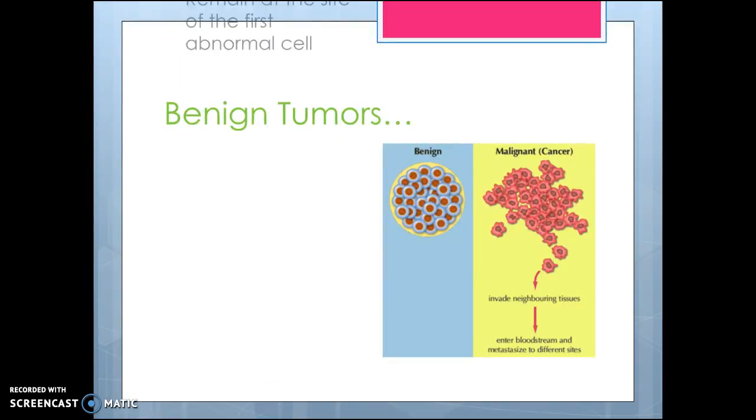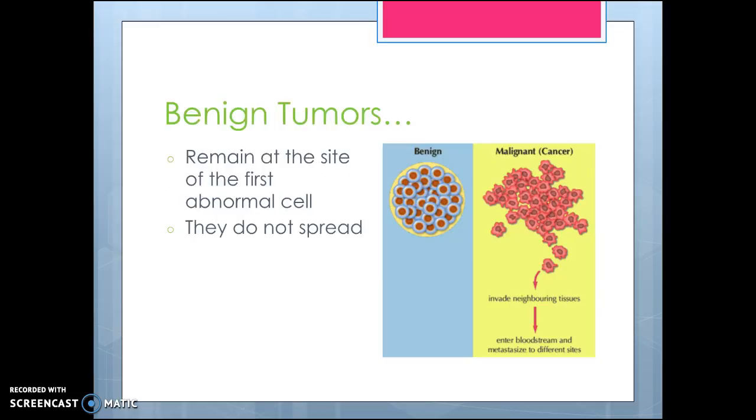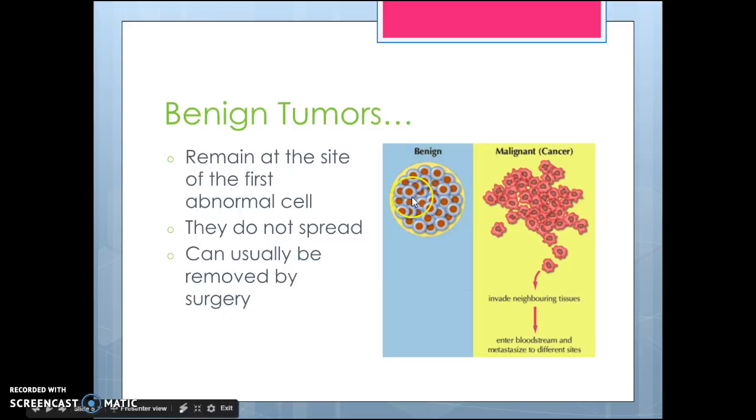Now, benign tumors are basically, you don't want to call them a good tumor, but they're tumors that do not cause a lot of damage. They stay at the site where the first abnormal cell appeared, so they don't travel through the body. They stay where they began. They do not spread. And typically they can be removed by surgery if caught early enough. And you can see there in the picture that they just basically form their tumor, stay where they originated, and they can usually be removed by surgery, but of course not always.